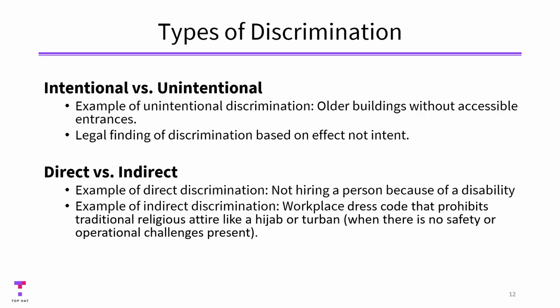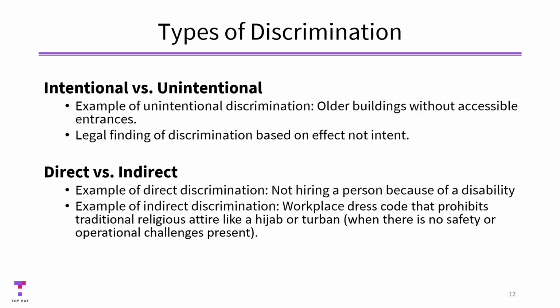But what's important to remember, particularly if someone is found guilty of discrimination, is that a legal finding of discrimination is based on effect, not intent. So what that means is, when a judge is sitting there, they don't really care whether you intentionally or unintentionally discriminate against someone. All that matters is, did that result in discrimination or the effect of discrimination against a person?